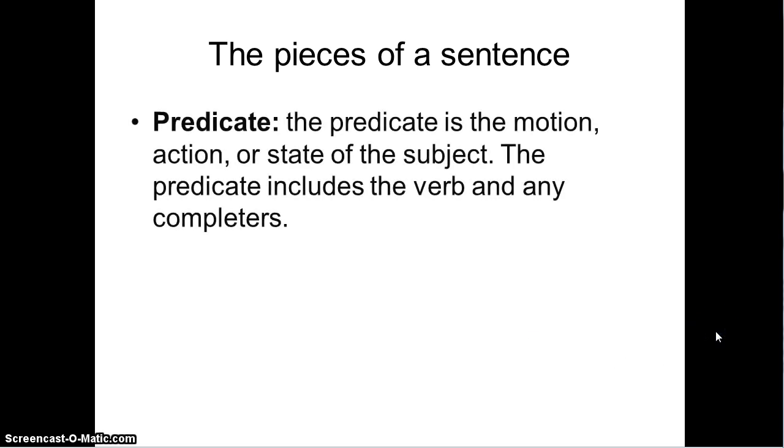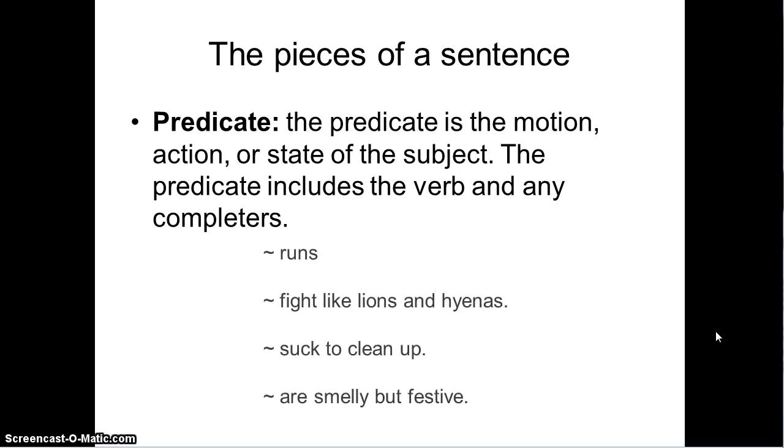A predicate is the motion or the action or the state of being that the subject performs or is in a sentence. The predicate includes the verb and any completers. So these would be examples of a potential predicate. A single word like "runs" would supply the motion for a potential subject. "Suck to clean up" might be a description of a potential subject, its state of being.